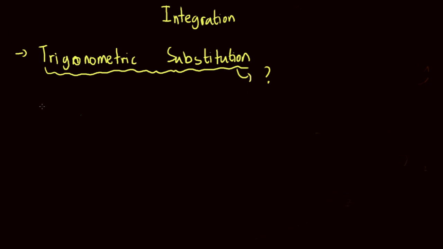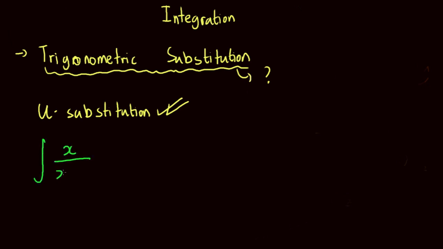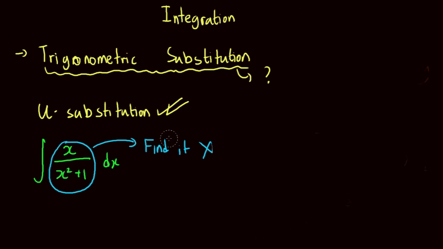So previously in the last video, we've talked about U substitution, right? And we've talked about how it is useful for composite functions. For example, we're trying to integrate x over x squared plus 1 dx. And we know that this particular function has no known antiderivative you can just find in the table. So how are we going to solve it?